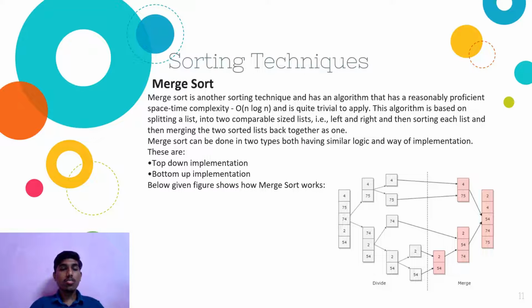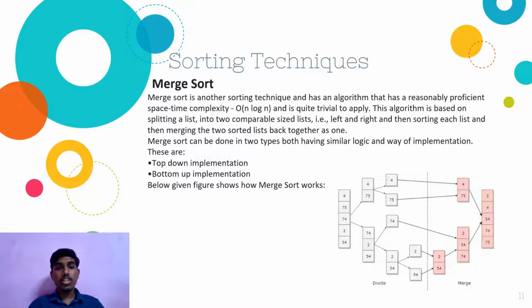So let's discuss the merge sort. Merge sort is another sorting technique and has an algorithm that has reasonably proficient space complexity of order of n log n and is equally trivial to apply. This algorithm is based on splitting a list into two comparable sized lists, that is left and right, and then sorting each list and then merging the two sorted lists back together as one.